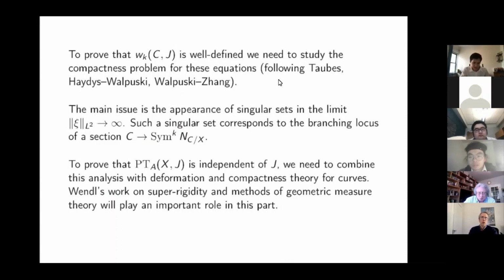To prove that these weights are well defined and to study how they change when I change J, you have to study the compactness problem for these equations. And there's a lot of work by Taubes, Haydys, Walpuski, Zhang on this. So actually these authors worked on the three-dimensional equations, which are much more complicated. So the hope is that once you reduce it to Riemann surfaces, everything becomes easier.